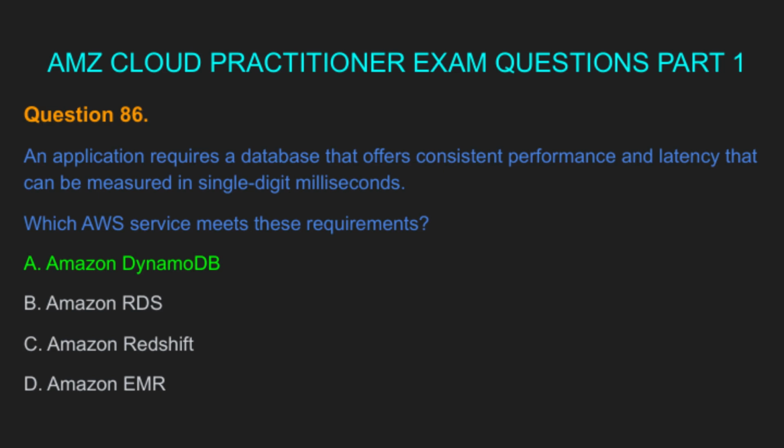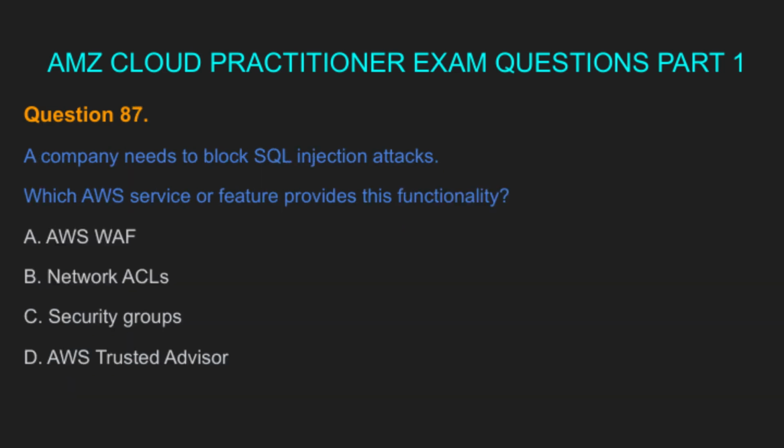workloads. Question 87. A company needs to block SQL injection attacks. Which AWS service or feature provides this functionality? A. AWS WAF. B. Network ACLs. C. Security groups. D. AWS Trusted Advisor. The answer is A. AWS WAF.